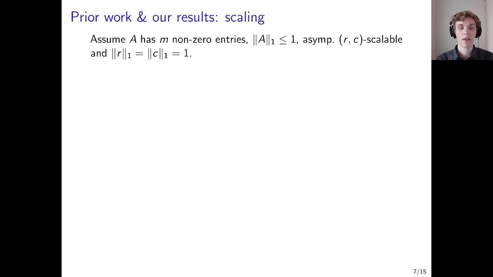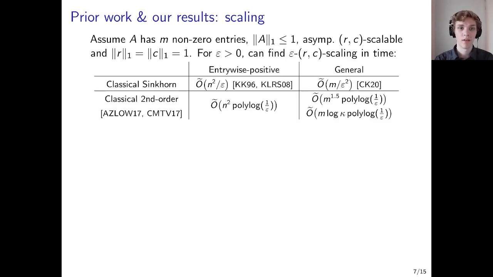Good. Now let's get to some prior work and what our results are. So I want to assume that A has m non-zero entries. It's subnormalized in the sense that its entries sum to less than 1. It's asymptotically RC scalable, and I want to fix the normalization of R and C by requiring them to be normalized in the 1 norm. Then what's known classically is that if I give you a precision epsilon, then depending on the matrix, you can find these scalings in particular times.